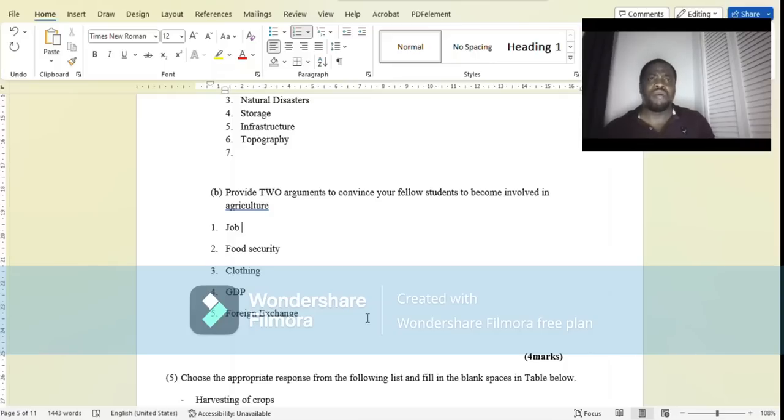Clothing, we know agriculture provides clothing. We have silkworm, we have wool. We have different things that we can acquire, cotton from the industry, that we can use to make clothing. We have GDP, the gross domestic product of a country. Agriculture provides some amount of export as well, and so we obtain foreign exchange.